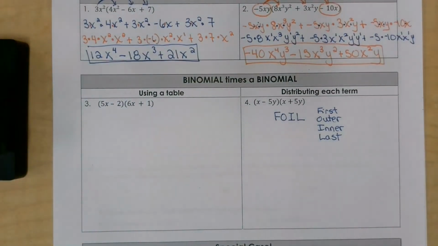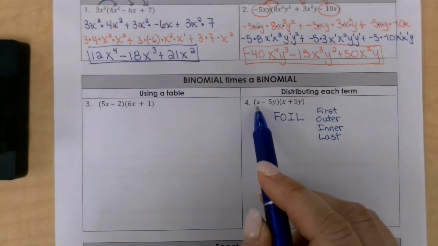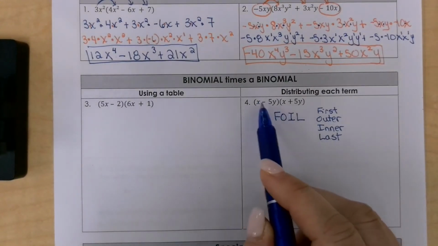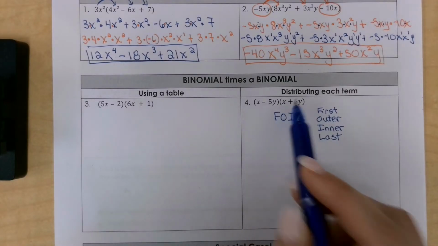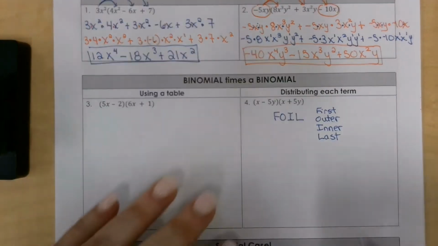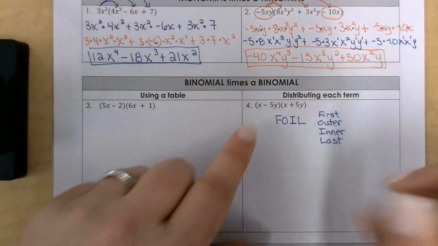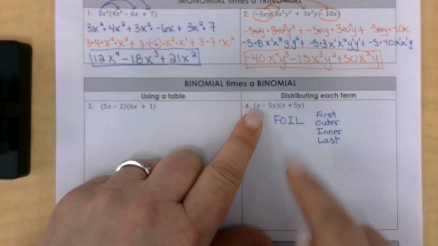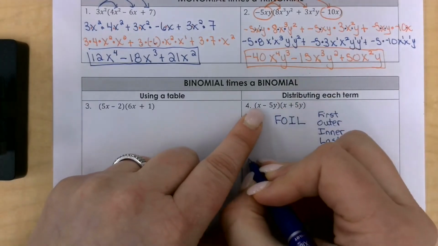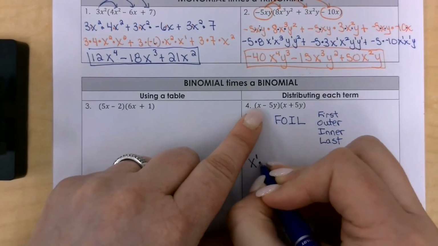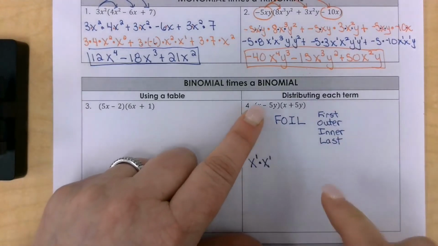So if I look, I'm going to do FOIL first since I started there. I got a binomial, and this highest exponent is 1. There we've got two linear binomials, x minus 5y times x plus 5y. Two terms, two terms. What do I mean by first? This is my first term of this binomial and my first term of this binomial. So first, I mean multiply x to the first times x to the first.